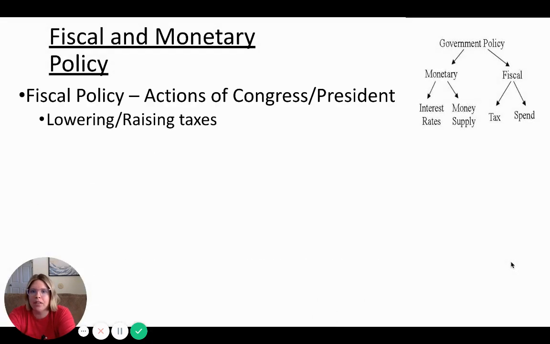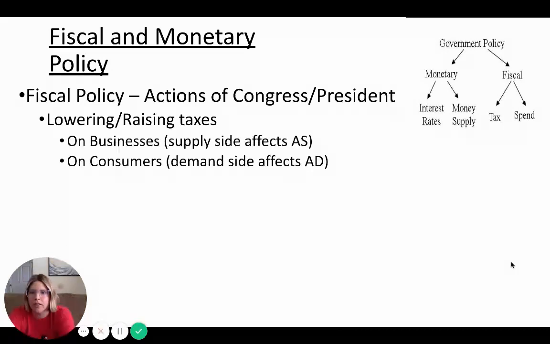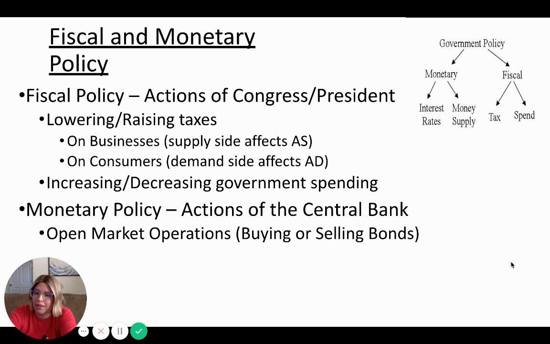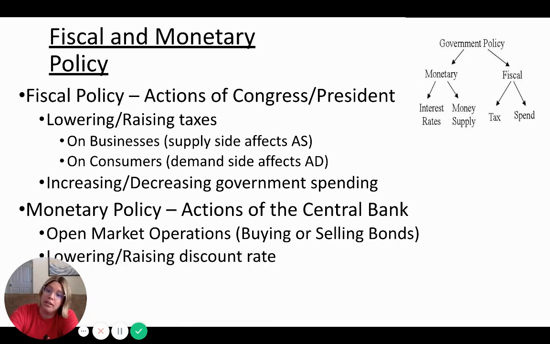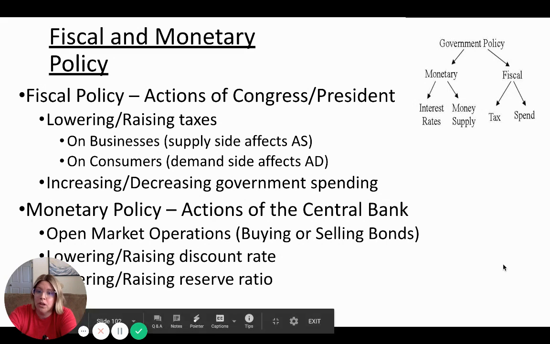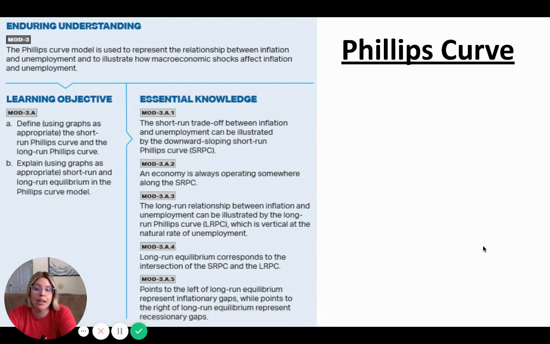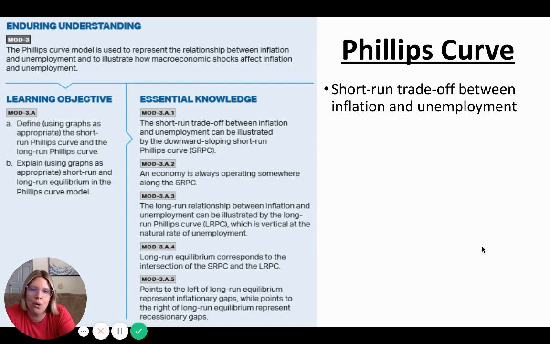So for fiscal and monetary policy combined, we just need to review what each is. Fiscal policy is actions of Congress and the president to lower or raise taxes or increase or decrease spending. Monetary policy is actions of the central bank. They could do open market operations. They could lower or raise the discount rate. They could also lower or raise the reserve ratio. Let's remember too that open market operations are the buying and selling of bonds. Most of the time they don't ask you specifically whether the central bank should buy or sell bonds. They'll ask what open market operation is best. So keep that in mind. When they say open market operations, they're exclusively talking about buying and selling of bonds. Buy big, sell small.